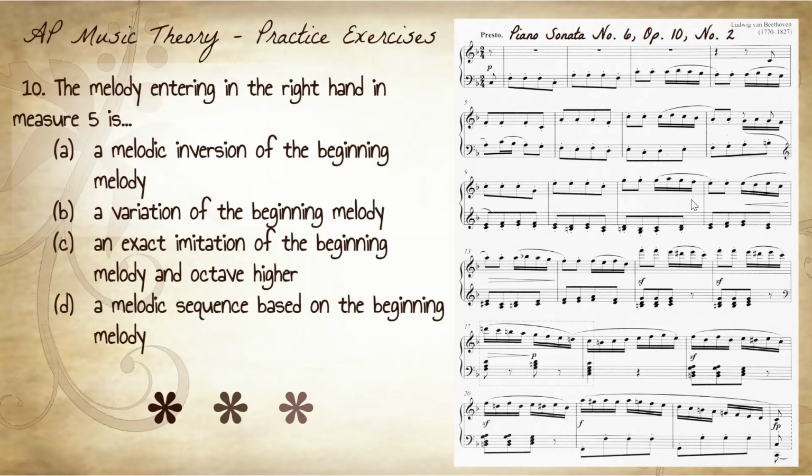Question 10. The melody entering in the right hand in measure 5 is A. A melodic inversion of the beginning melody, B. A variation of the beginning melody, C. An exact imitation of the beginning melody an octave higher, or D. A melodic sequence based on the beginning melody.